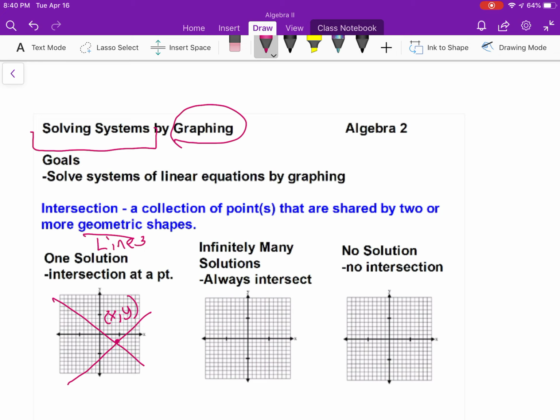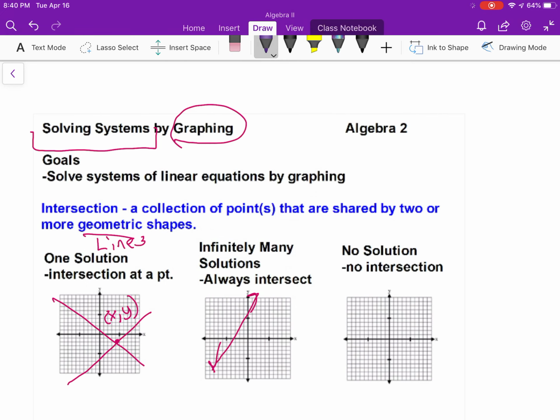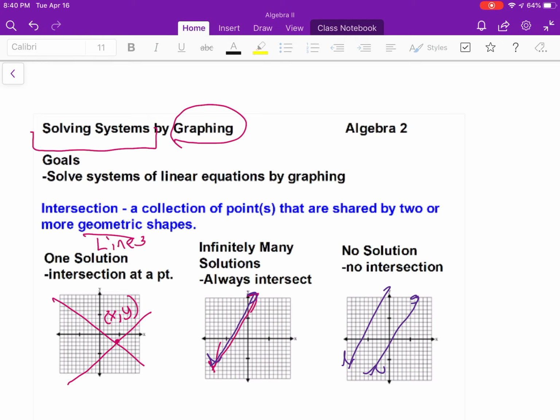Infinitely many solutions would be almost like this: I graphed the line, went back and graphed the second line, and had deja vu because I happened to graph the exact same line twice. No solutions would mean there is no intersection, which would look like a couple of parallel lines. Remember, parallel lines have the same slope.